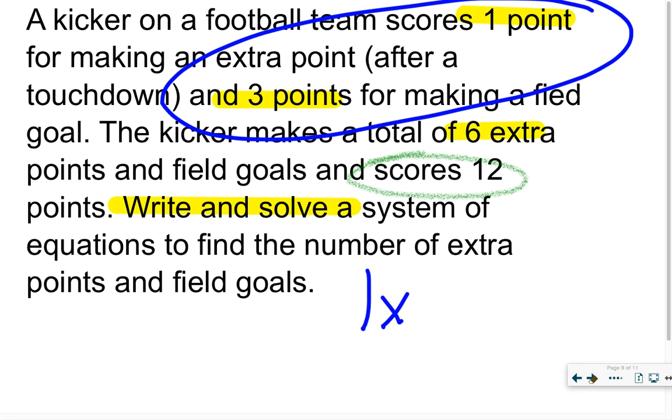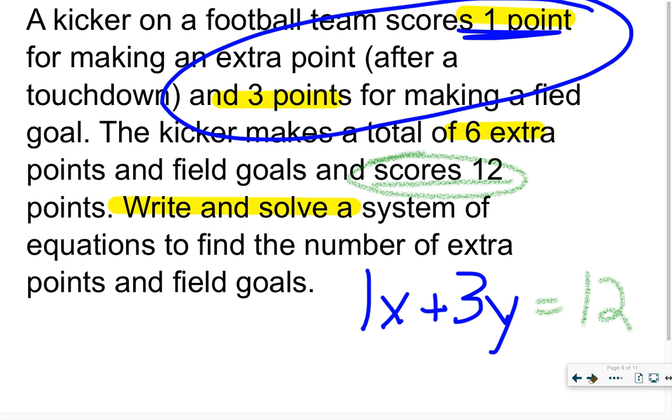1x, because it's the first one up here, plus 3y. So we got 1 point for an extra point, 3 points for a field goal. How many total points did he get? Right there it was, 12. So he gets 12 total points. Great. That's only one equation. Now we need a second one.